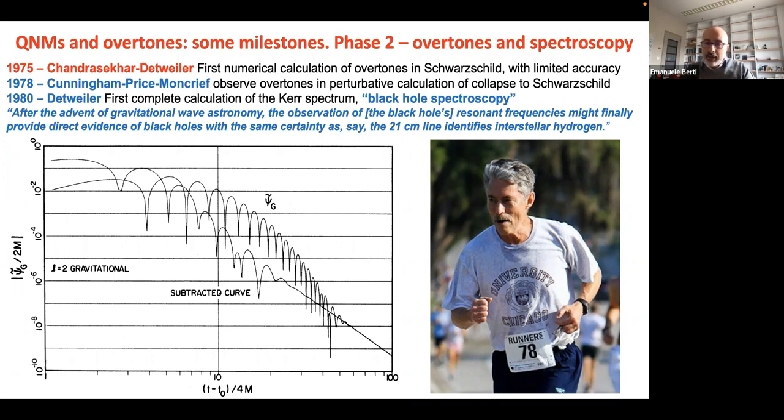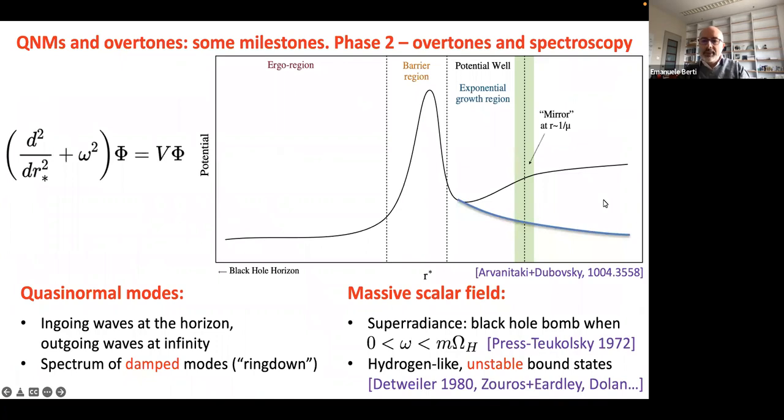So it was very clear in Detweiler's mind already in 1980 that if you could observe the frequencies and damping times of these oscillation modes of black holes, you could use them very much in the same way as you use spectral lines in atomic physics to identify the objects that you are observing as Kerr black holes. Now, let me explain a little bit.